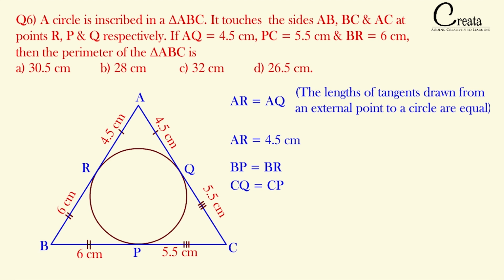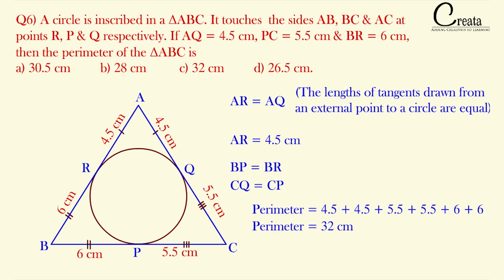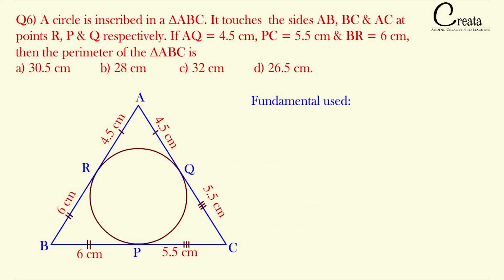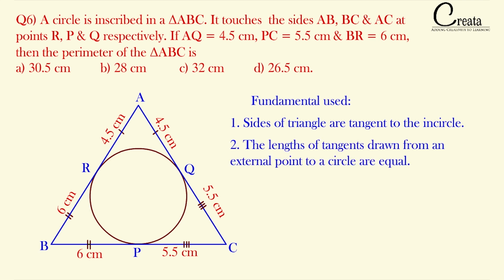Let's find the perimeter of the triangle. Let's add all these line segments. We got the perimeter as 32 centimeter. That is the answer of the question. Got it? So the first fundamental that we have used is that the sides of the triangle are tangent to the incircle. The second fundamental is that the tangents drawn from any external point toward the circle are equal. So these two fundamentals we have used to solve the question.